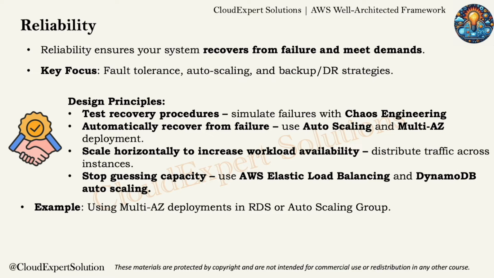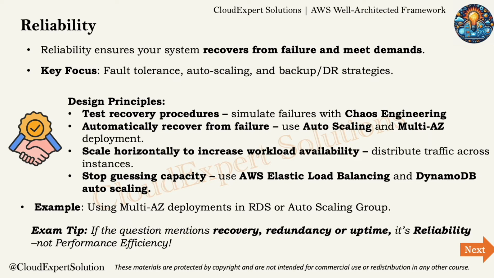As an example, you can use multi-AZ deployments in Amazon RDS or auto-scaling groups to automatically scale out your infrastructure. And whenever the load goes down, your infrastructure will automatically scale into the previous state. In terms of exam tips, if the question mentions recovery, redundancy, or uptime, then it is hinting for reliability. It's not performance efficiency. Talking about performance efficiency, let's review them in our next slide.